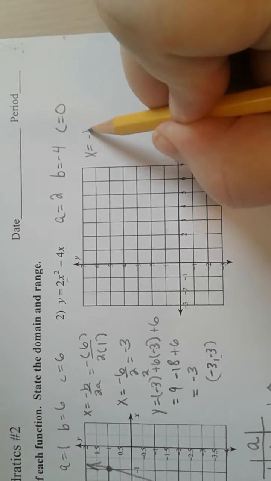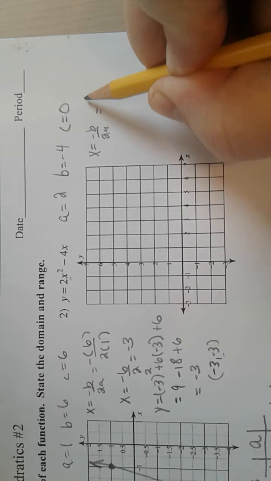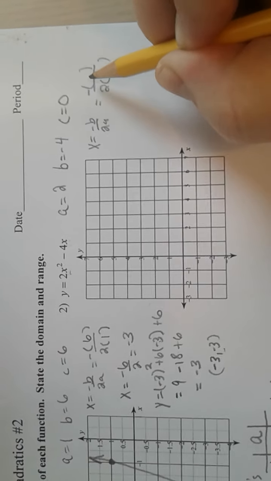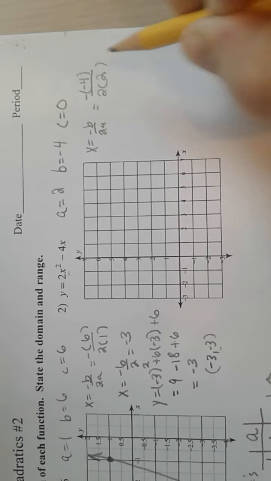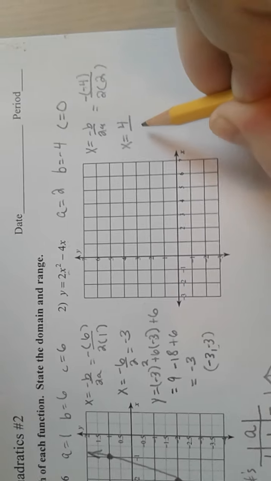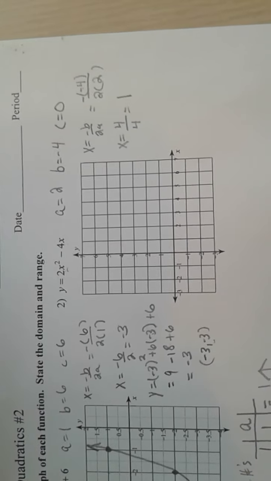So x equals negative b over 2 times a. So negative parentheses over 2 times parentheses. My b value is negative 4. My a value is positive 2. Negative negative 4 is positive 4, and 2 times 2 is 4. I get an x coordinate of 1.